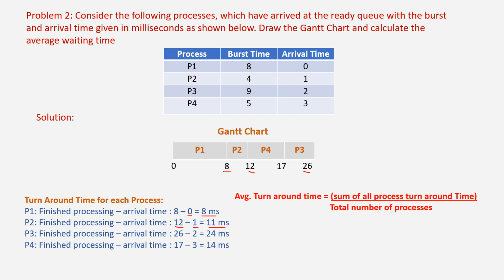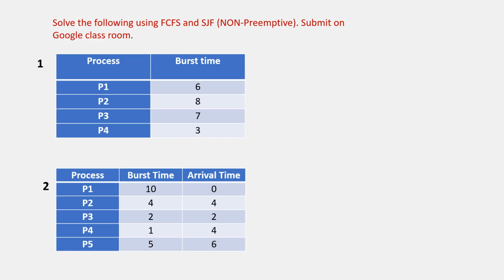Next is P3. P3 finished at 26 and it arrived at 2, from this table, if you see. So it is 24 milliseconds of turnaround time for P3. P4 finished at 17, and it arrived at 3. So the turnaround time for P4 is 14 milliseconds. Now calculate the average turnaround time. You add all of them and divide by 4, and you will get the average turnaround time.